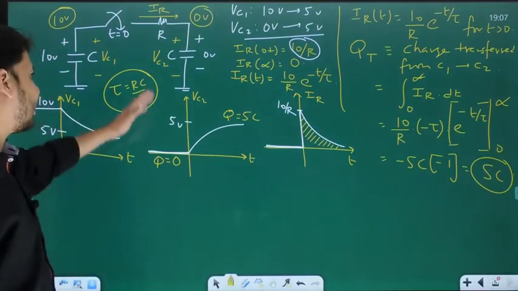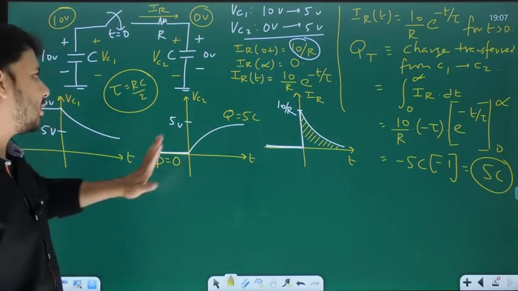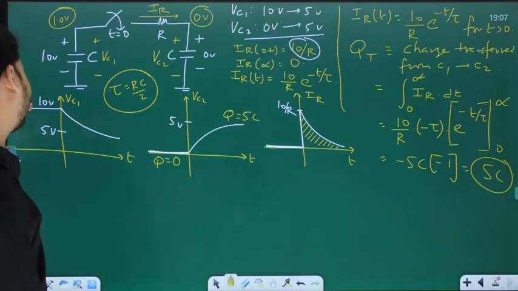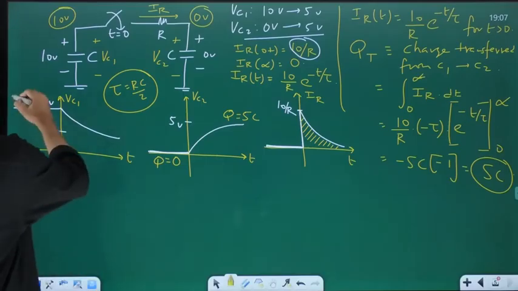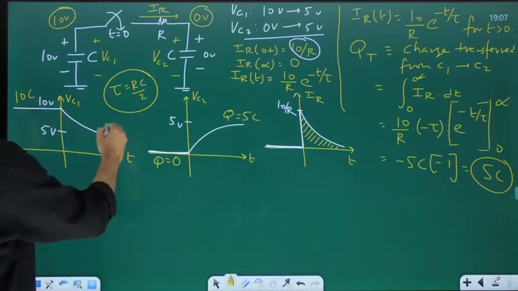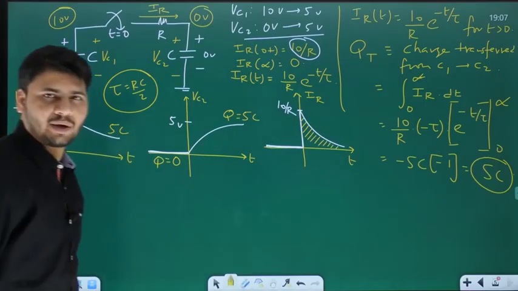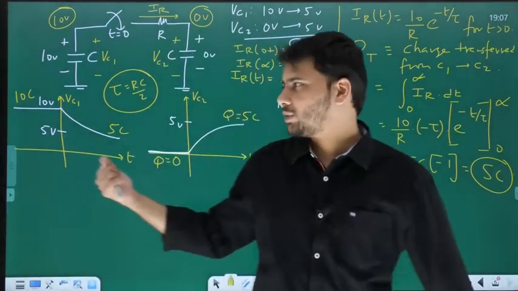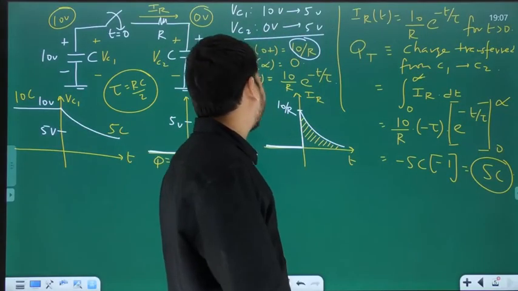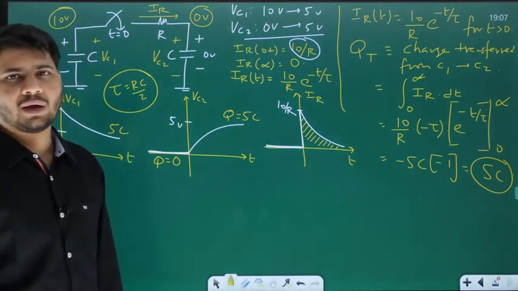That is 5C, and that is the amount of charge transferred from C1 to C2, and this 5C is also the charge that is lost by C1. So initially the charge stored in C1 is 10 volts into C, which is 10C, and finally the charge stored is 5C. So from 10C it reduces to 5C. So the amount of charge lost by C1 is 5C, and that is the charge that has been transferred to C2. Anyway, the area under this is always 5C, and that is independent of the value of R.